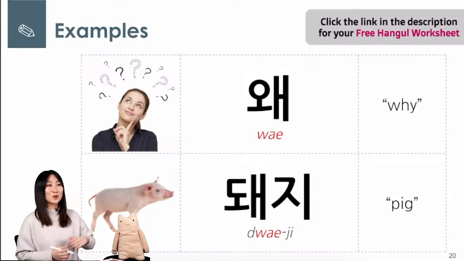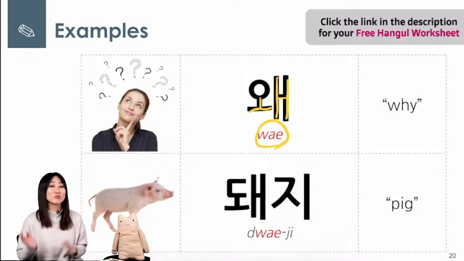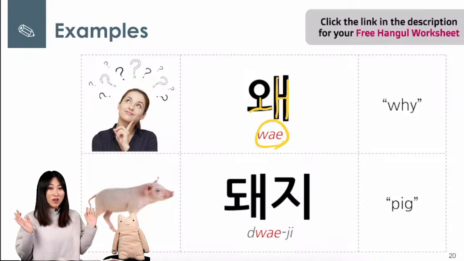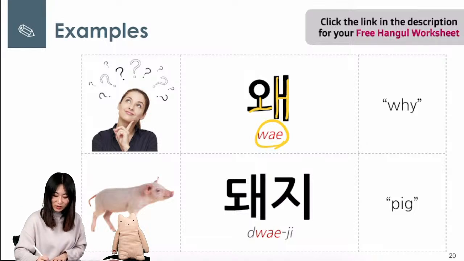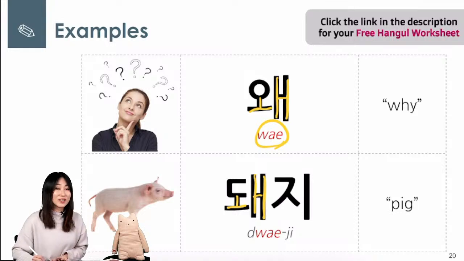Okay, so as a lot of people mentioned, a lot of people say, where, right? So yes, my first example is this. 왜, it means why. 왜. And another example is this. 돼지, it means pig, oink, oink. In Korean, a pig makes sounds like this.